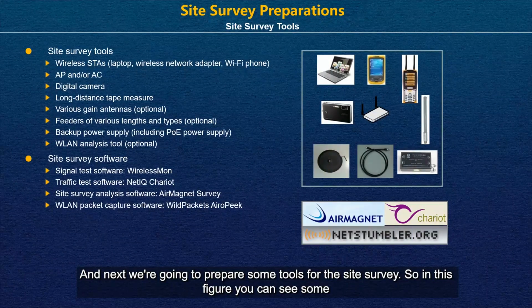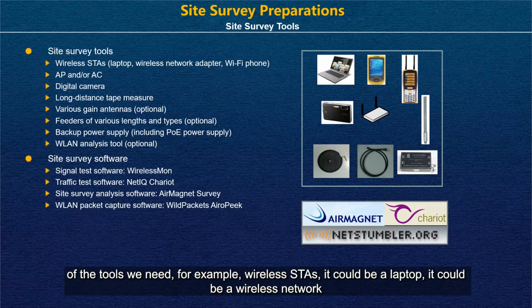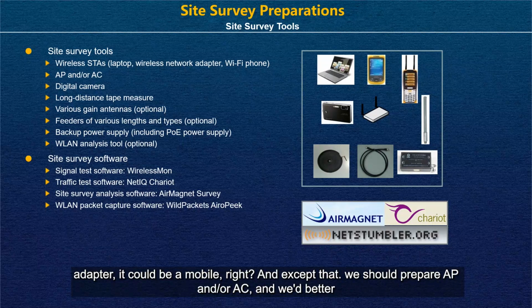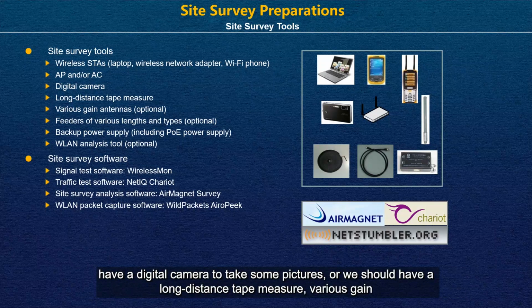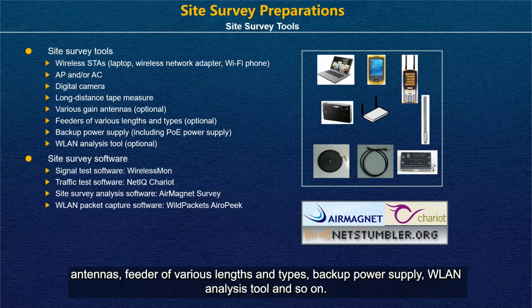And next, we're going to prepare some tools for the site survey. Here in this figure, you can see some of the tools we need. For example, wireless STAs. It could be a laptop. It could be a wireless network adapter. It could be a mobile, right? And except that, we should prepare AP or AC, and we'd better have a digital camera to take some pictures, or we should have a long distance tape measure, various scan antennas, feeders of various lengths and types, backup power supply, WLAN analyzer tools, and so on.